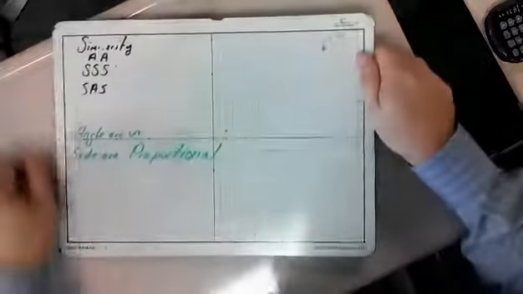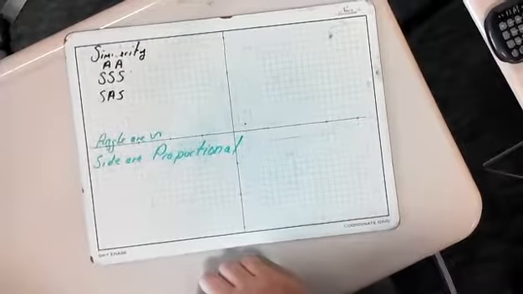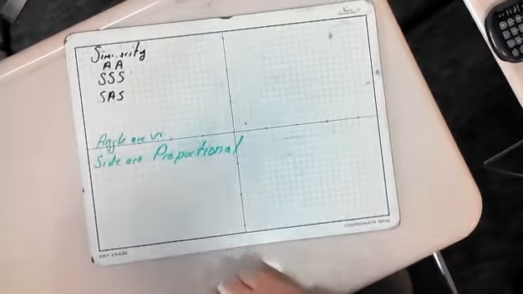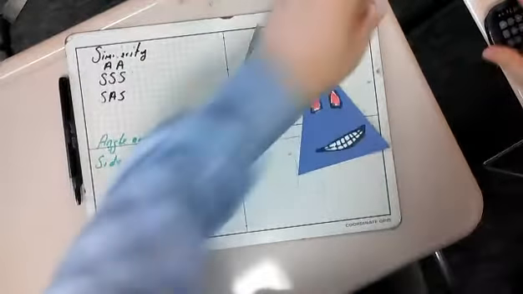This goes this way. Okay, so we're talking about similarity postulates. All right, and let's talk about how they work. So I have my two triangles here. And what we want to do is we want to prove that they're similar.